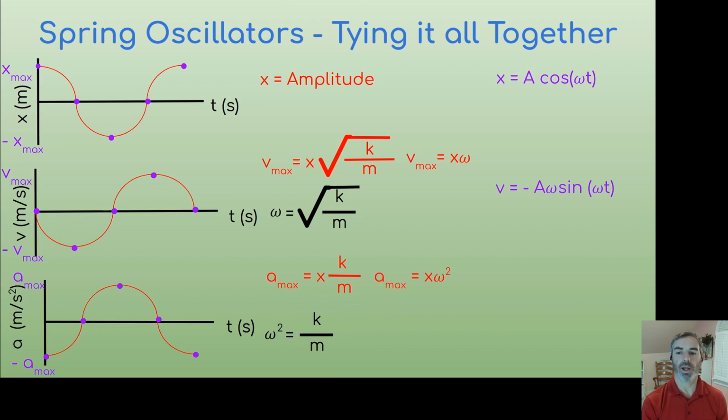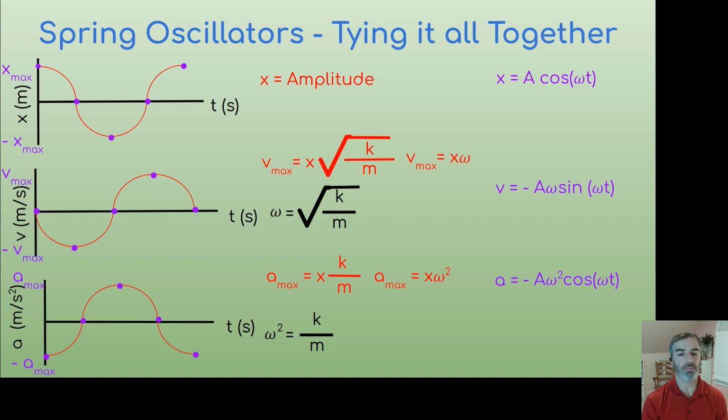Now we can write our equation for our acceleration. You may recognize this as the opposite of what you had for the position time graph. So that's a negative cosine curve, and our amplitude is just going to be x times omega squared, or the amplitude times the angular frequency squared. So these are our three equations that we can derive.